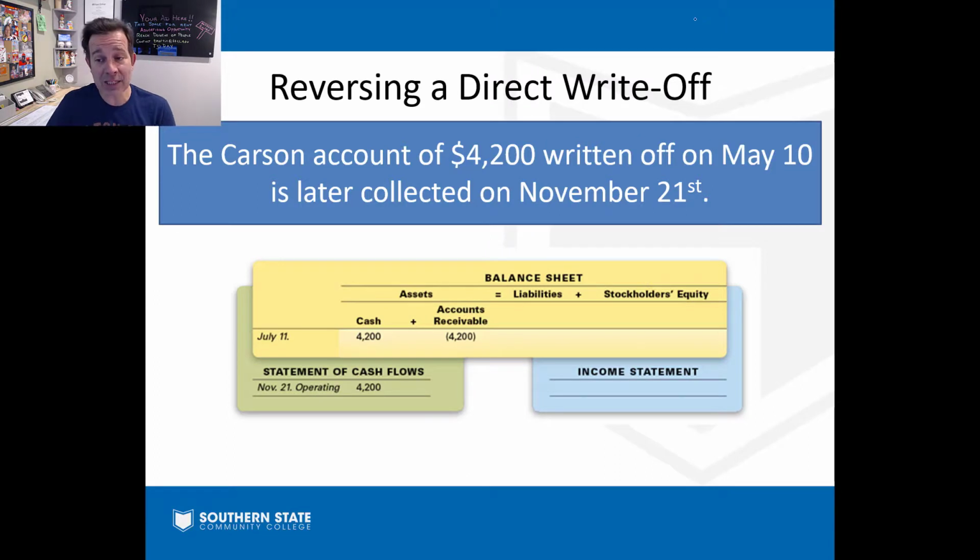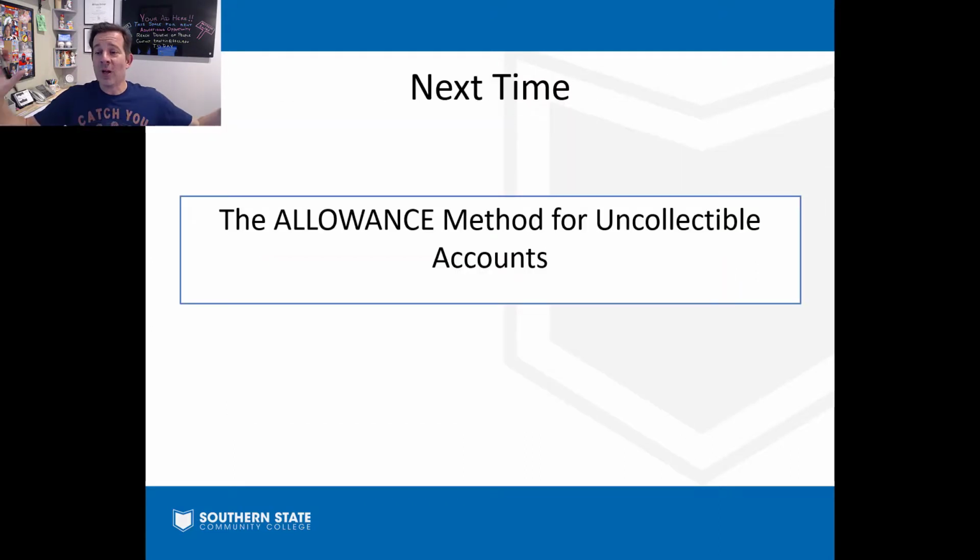When we collect that $4,200, we're adding that to the cash account. We're taking it off of the account receivable. And then we're recording it in the statement of cash flows as a positive $4,200 where we collect that money. So that is our direct write-off methodology for handling those pesky uncollectible accounts.